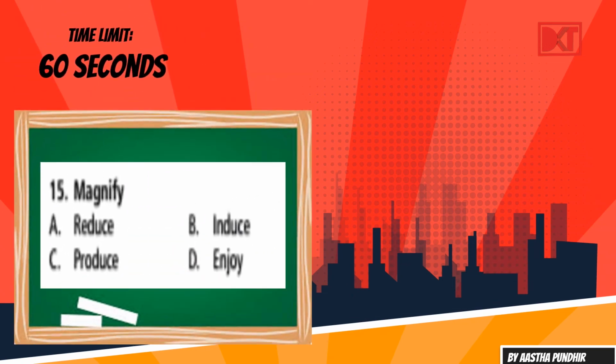Alright, here the next word is magnify. The options are reduce, induce, produce, or enjoy. Pretty easy. Magnify, the antonym is A, reduce. Magnify, like when you see through a magnifying glass, it increases the size. Right, so reduce is the antonym, decreasing something. Then produce, induce, these also can be said to be synonyms.